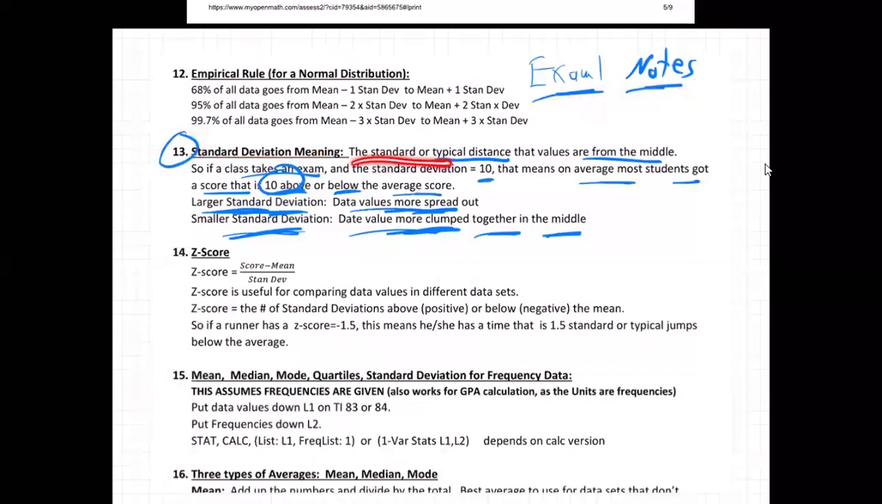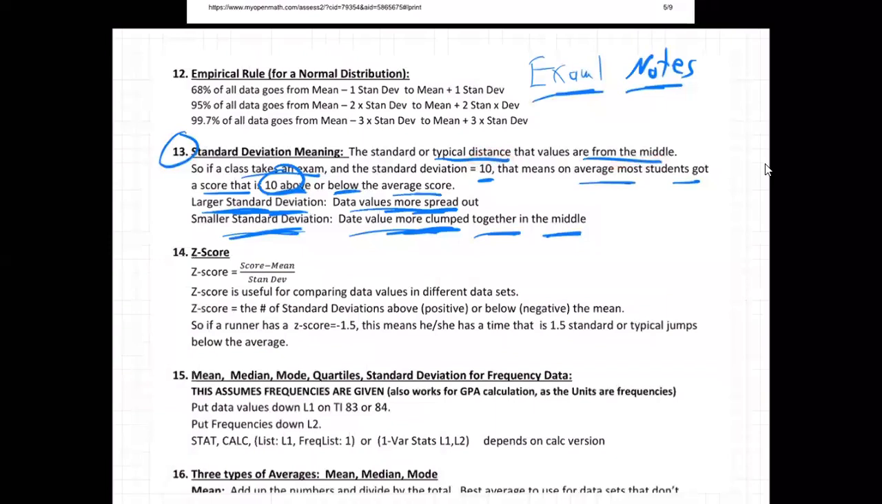What is standard deviation meaning? The standard or typical distance from the middle. Standard deviation is the average distance from the middle. It tells you how spread out a data set is. It's a tool that we use in society to tell us how spread out a data set is. We have a tool for finding the middle, that's called the average, and we have a tool for finding how spread out things are, that's called standard deviation.